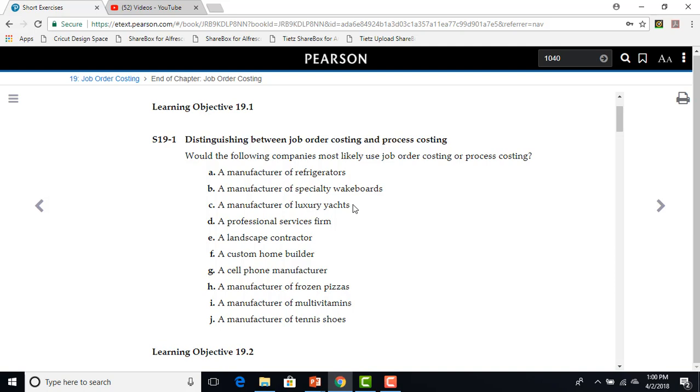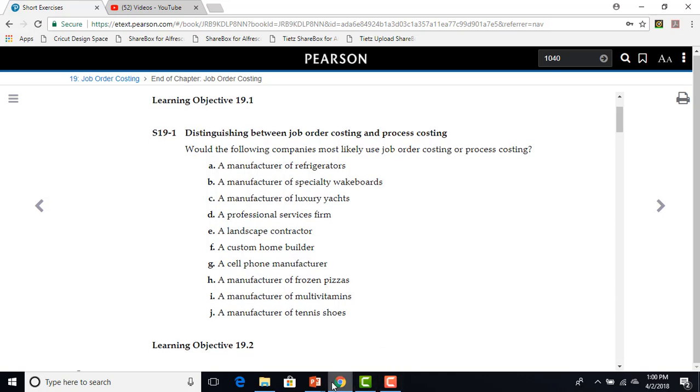And then finally, a manufacturer of tennis shoes. Unless you're Steph Curry or LeBron James, chances are the tennis shoes that you get, you had to pick them off of a shelf in a store, right? And those tennis shoes were mass produced, all right? So that manufacturer of tennis shoes, they're going to be using a process costing system. All right, so that's it for short exercise 19.1.